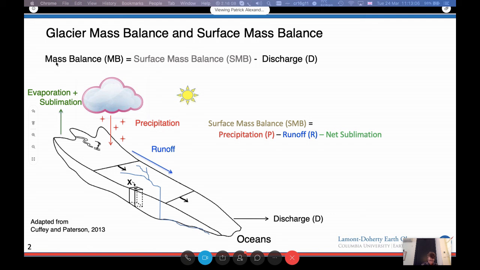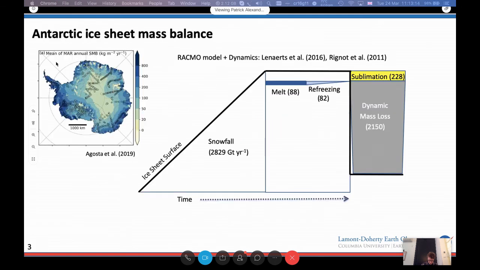So if we look at the Antarctic ice sheet, these are the components for the Antarctic ice sheet. So you can see that for Antarctica, there's not that much melting at all. Even though it's a very dry place, most of the surface mass balance is snowfall. And a very small portion of mass is lost through melt and sublimation. But most of the mass loss happens through the dynamic process, the flow of glaciers into the ocean.